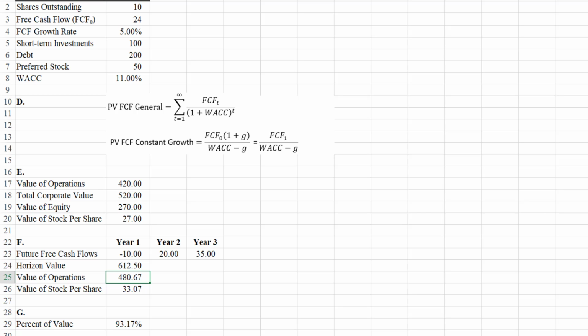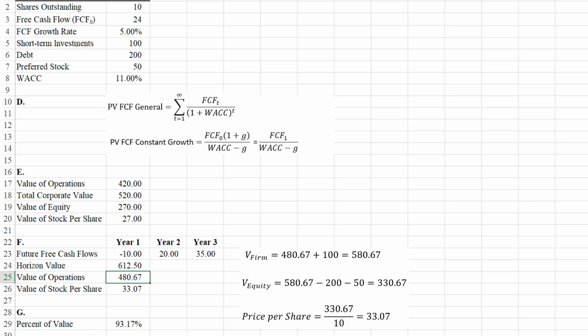Finally, we want to know what is the value of the stock. Well, remember, in order to find the value of the stock, we need to first find the value of the firm. The value of the firm is the value of operations plus the short-term investments, so that'll be 580.67, and then minus the value of the debt and the value of the preferred. So that gives us 330.67 as the value of the equity at period 0. And then the value of the stock per share is the 330.67 divided by 10, or 33.07 per share.